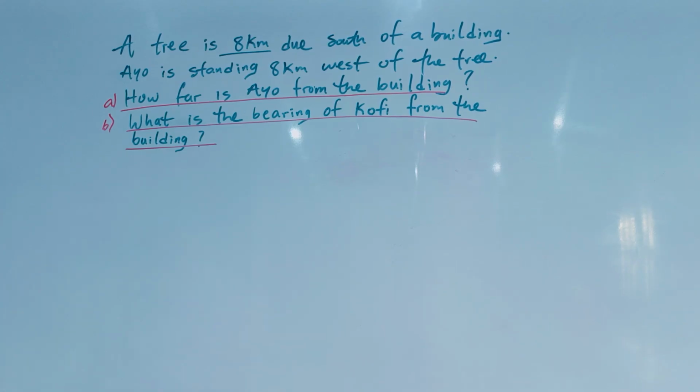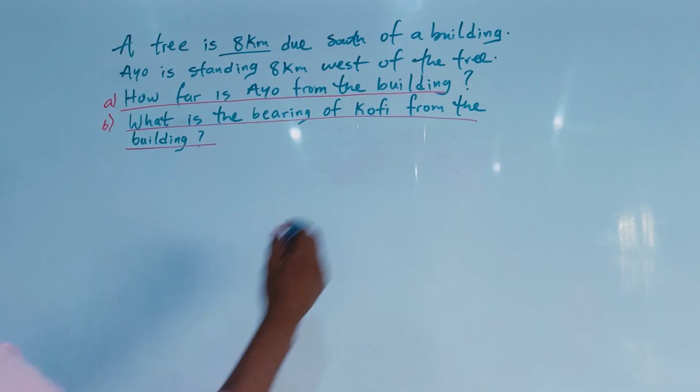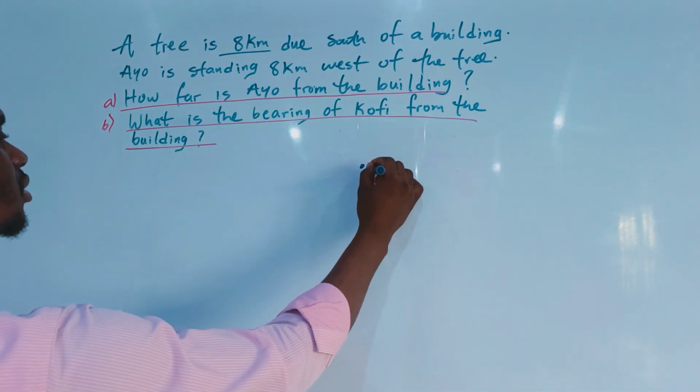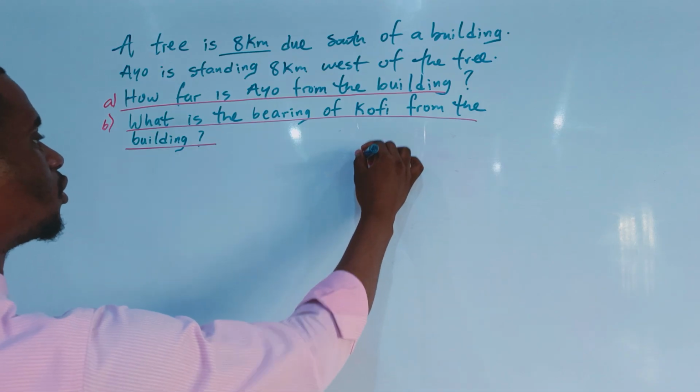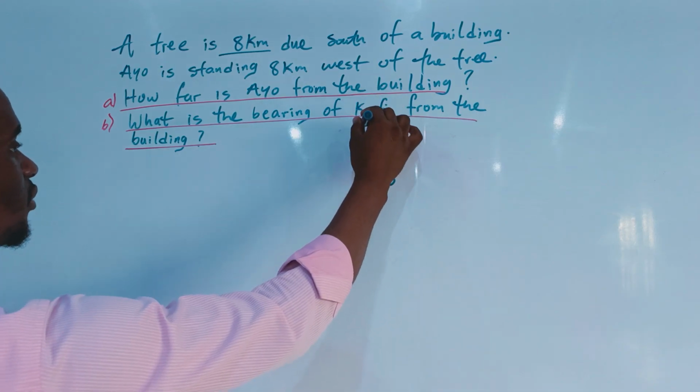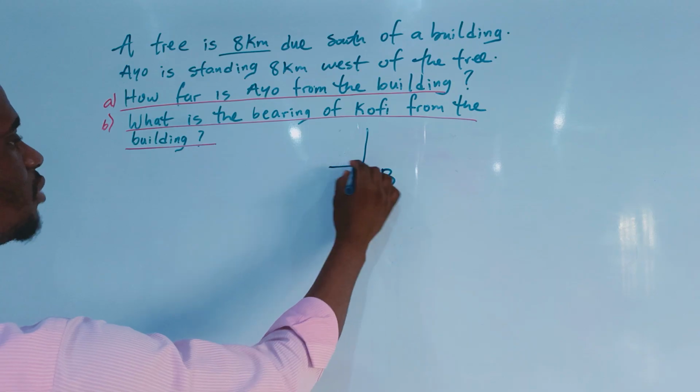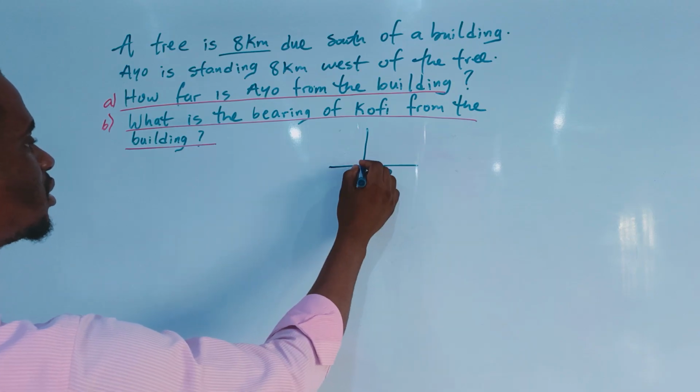Ayo is standing 8 kilometers west of the tree. How far is Ayo from the building? This is a very simple question. Okay, so there's a building. Let's say the building is at this point, and in bearing, every point, of course, has a north pole. So north is over here, right? And then of course, you have your west here, east, then south.